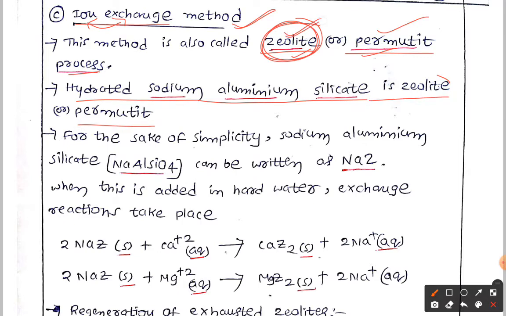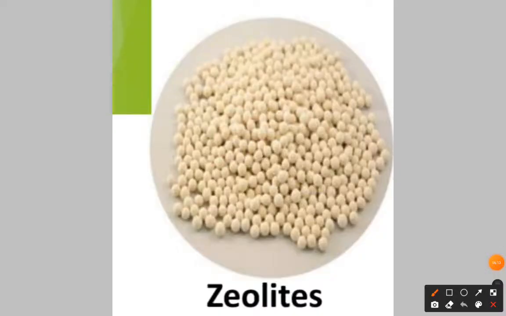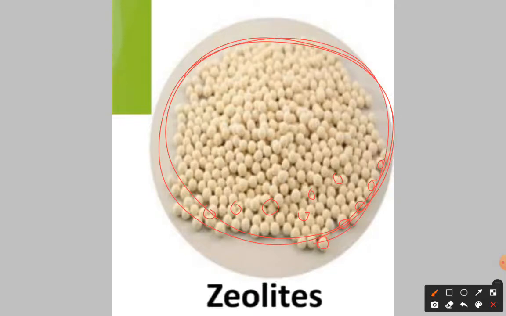This is one of the compounds that is hydrated, meaning it has water molecules in it, along with sodium aluminum silicates. Those are called zeolites. Now let us see the diagram of how it looks. These are the zeolites. You can see they are small and look like white pearls. These are the zeolites we use for the removal of permanent hardness of water.